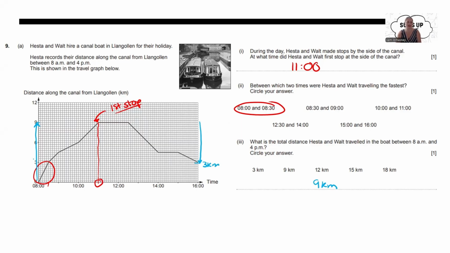That doesn't mean we add 9 and 3, because we want to know this distance. Remember, that's 9 kilometres at the top. We've got to know the difference between these two, which is 6k. So 9 kilometres plus 6 kilometres gives us 15. So that question's done. Now on to part B.